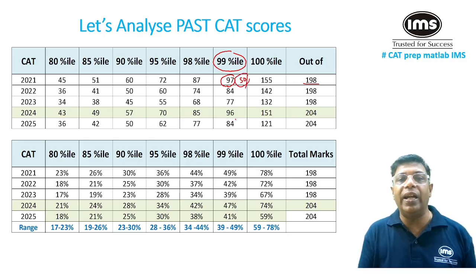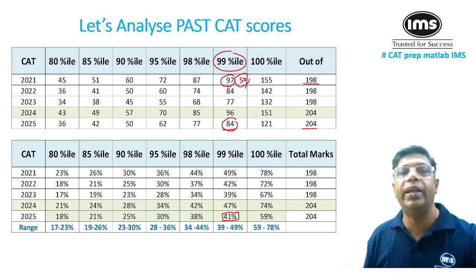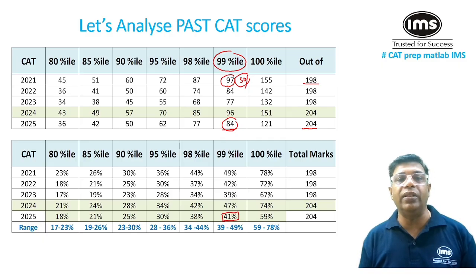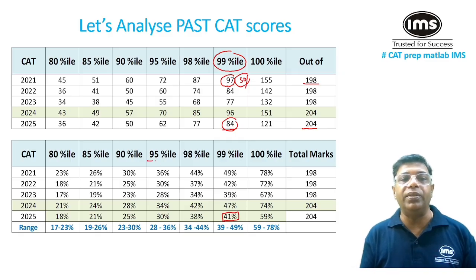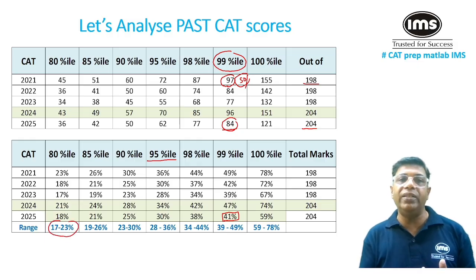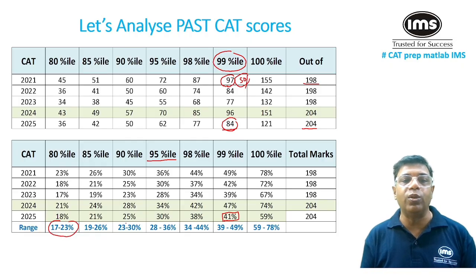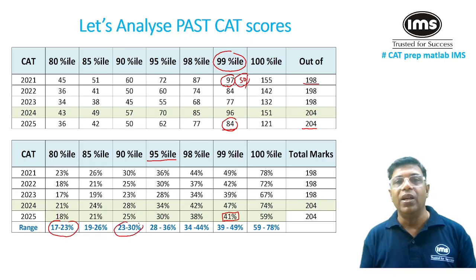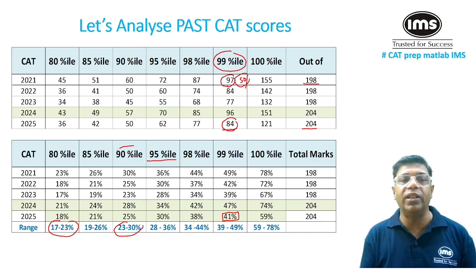And if you come to the recent CAT, that is 2025, the paper was of 204 marks. Out of 204, if someone could score 84 marks, that is around 41%. So by scoring 41%, one can get 99 percentile in CAT. Similarly, look at 95 percentile. Look at the bottom table where we have given the range. In the previous 5 years of CAT, if somebody scored between 17 to 23%, his percentile was somewhere around 80. And if someone could score around 23 to 30% marks, I would just approximate it: maybe if you are scoring 25% marks, then there's a good chance that you will get 90 percentile.